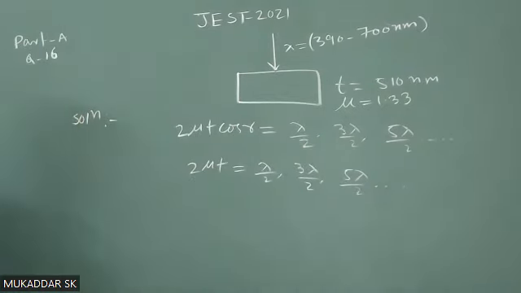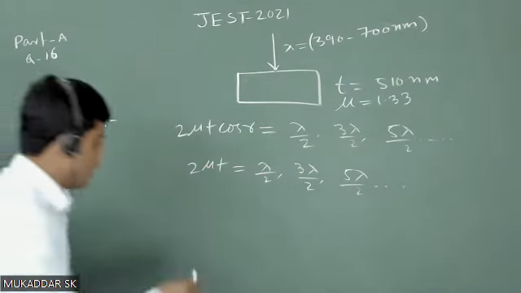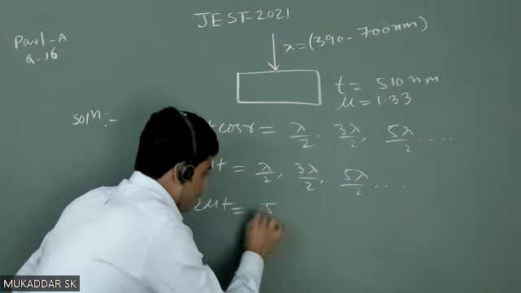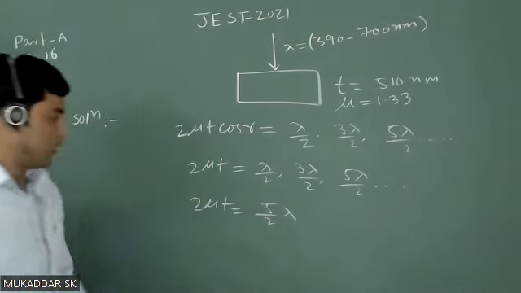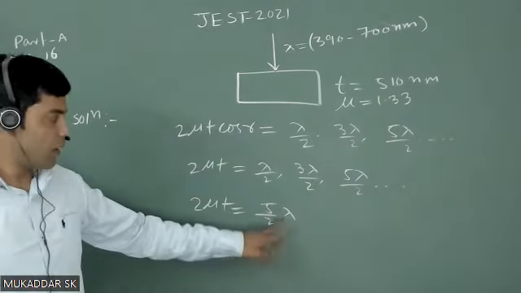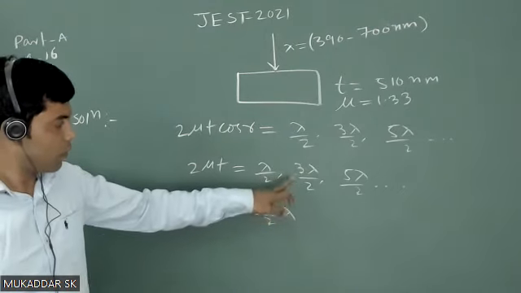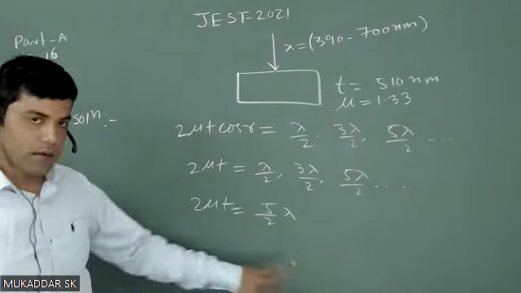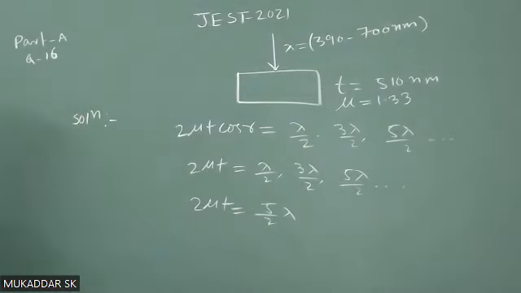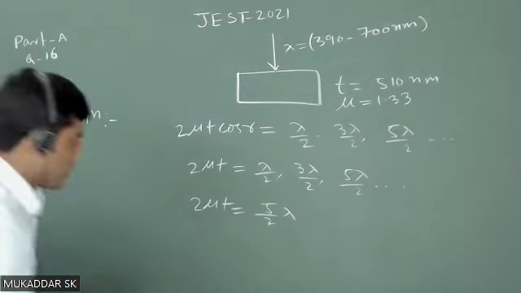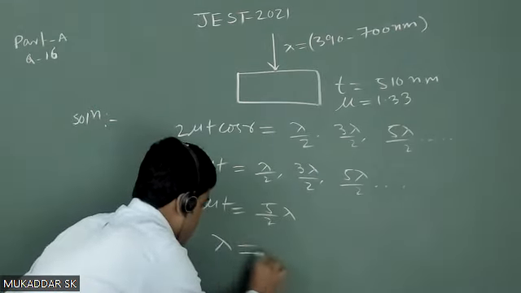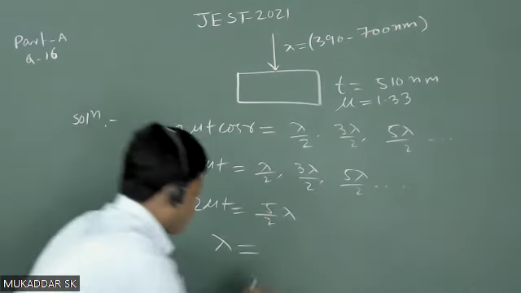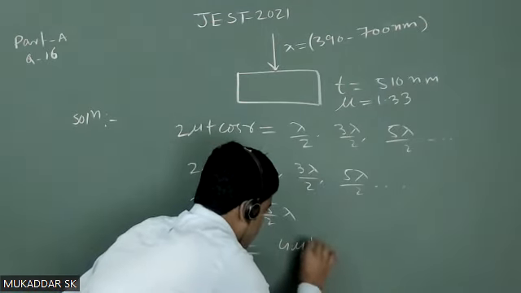So I'll take this condition: 2 mu t equals 5 by 2 lambda. I am not taking lambda by 2 or 3 lambda by 2; I'm taking 5 lambda by 2. The reason behind that I'll tell you after solving this. So from here I'll get the lambda corresponding to the dominant color of this thin film, that will be 4 mu t by 5.